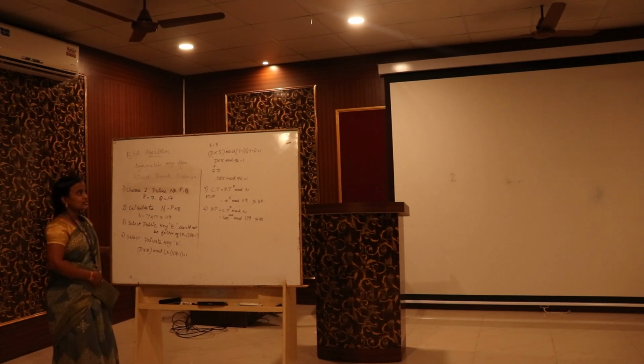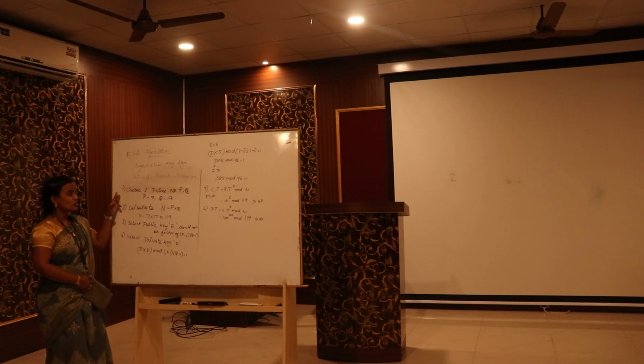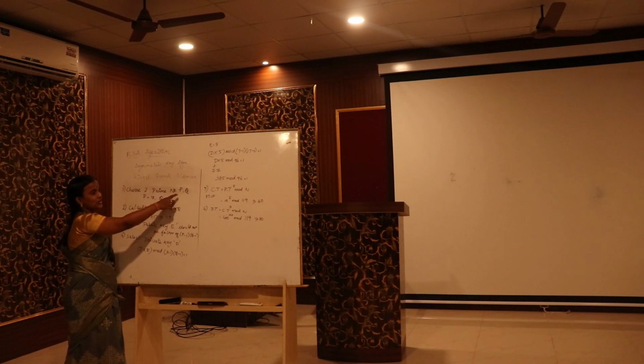Security - RSA algorithm. It is an asymmetric key algorithm. This algorithm is named after the three scientists who introduced it, Rivest, Shamir and Adleman. And we have 6 steps in this algorithm. First step is to choose two prime numbers P and Q.